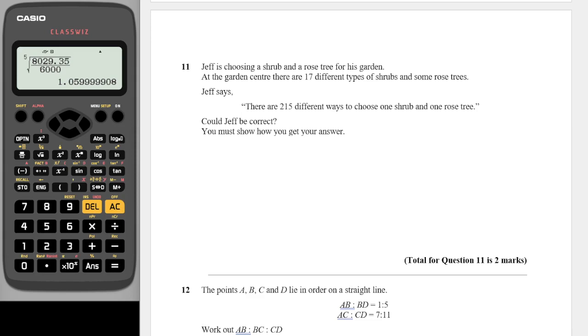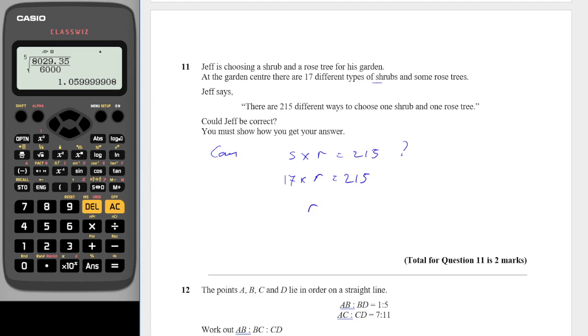Okay, so I'm going to try and answer. Can the number of shrubs, so let's say S, times the number of rose trees, which I'm going to call R, be equal to 215? That's the question that I'm asking myself. So we're told that there are 17 different shrubs, so can 17 times R be equal to 215? And give us R as an integer.